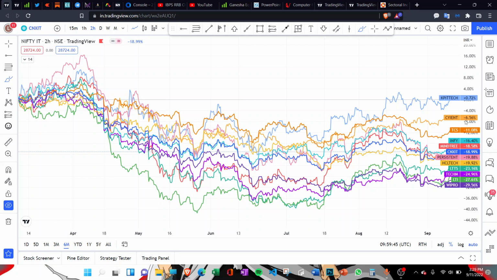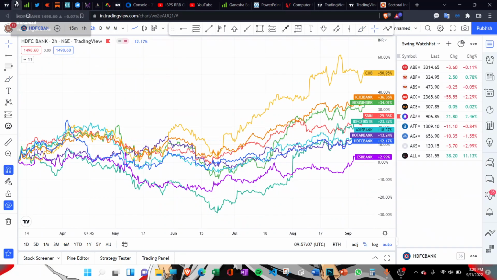So if I'm looking at the IT sector, my top picks right now would be KPIT Tech, Sient, and TCS. As you can clearly see, they have fallen much less as compared to the overall index, right? So the clear logic here is to look at the stocks that are currently outperforming the sector.